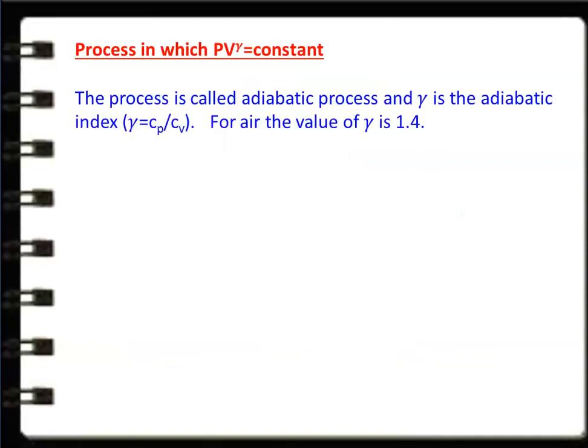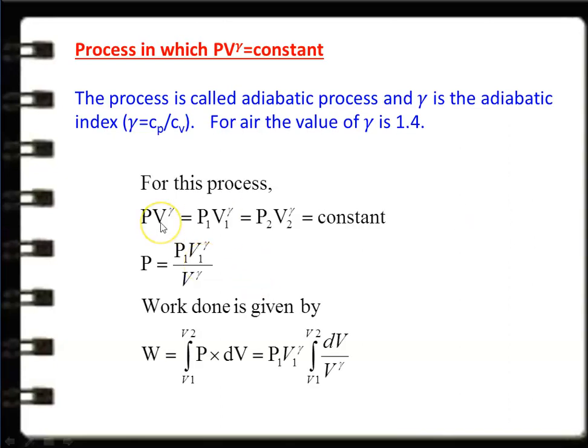And there is another process where PV to the power gamma is constant, where gamma is called the adiabatic index, which is the ratio of Cp and Cv. For air, gamma equals 1.4, and this process is called the adiabatic process. Very much similar to the previous derivation, N is replaced by gamma. So, PV to the power gamma equals P1 V1 to the power gamma equals P2 V2 to the power gamma equals constant, or P equals P1 V1 to the power gamma divided by V to the power gamma, and for the work done, integrating W equals the integral of P dV.